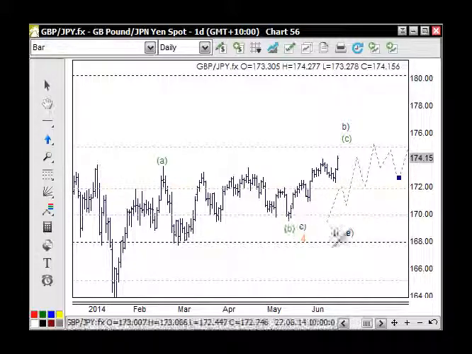Don't worry about the counts that I've got here so far. There's a variety of those, but the main point is, as long as this market stays above 172, then it's going to be moving higher towards the 180.